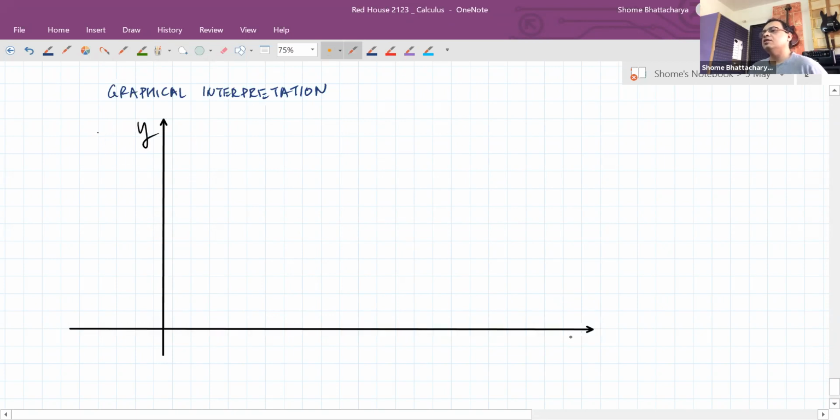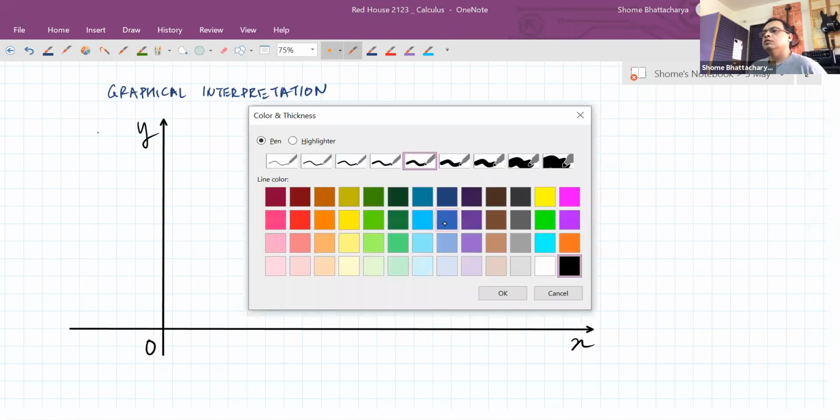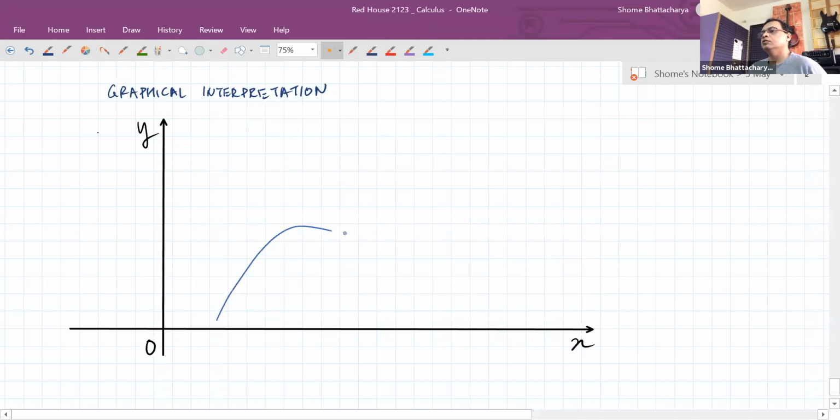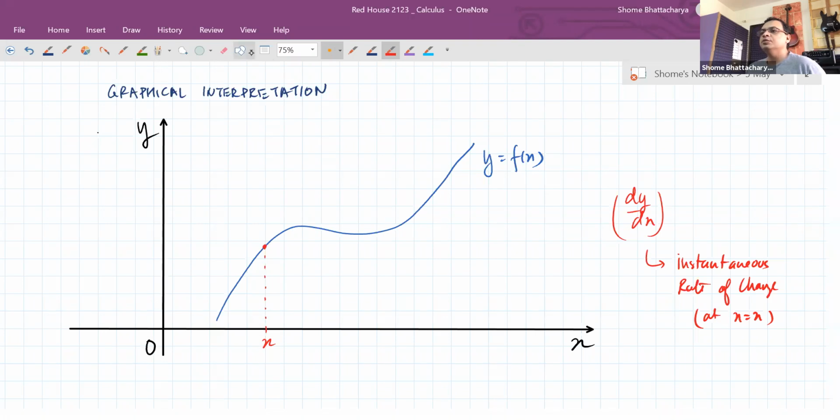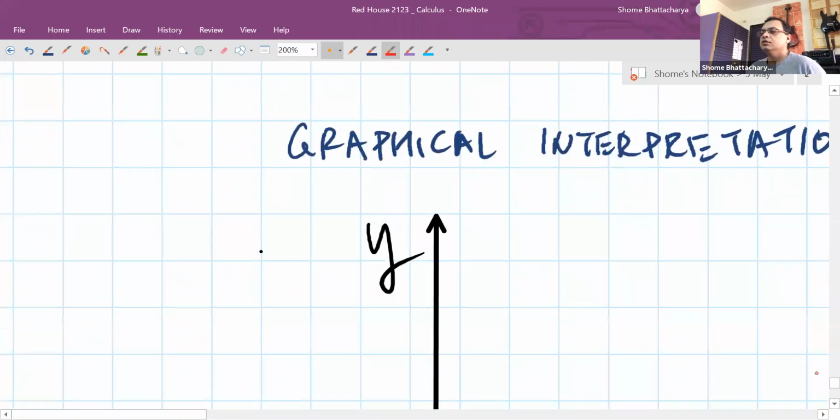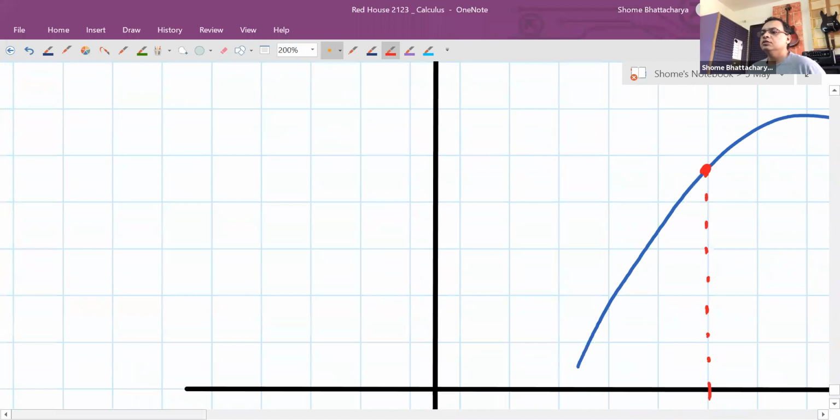So let's say a particular function's graph is this particular curve now. And I want to calculate the instantaneous rate of change at this point x. So I want to find dy by dx, that is the instantaneous rate of change at the point x equal to x. It's not defined for an interval, it is defined for an instant. So I'll have to plot this particular point on the graph, which is this point, and then, in principle, I'll have to zoom in as much as I can.